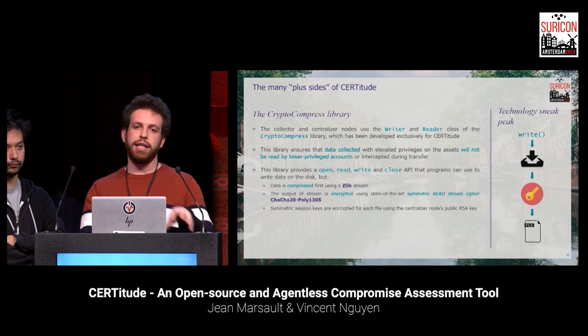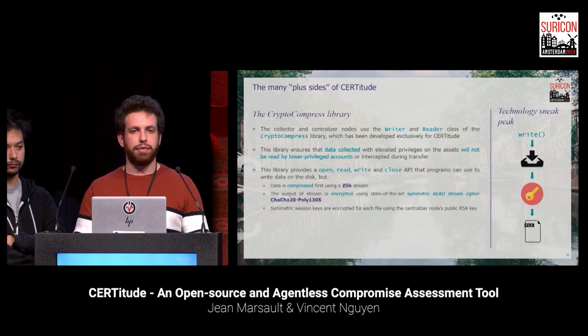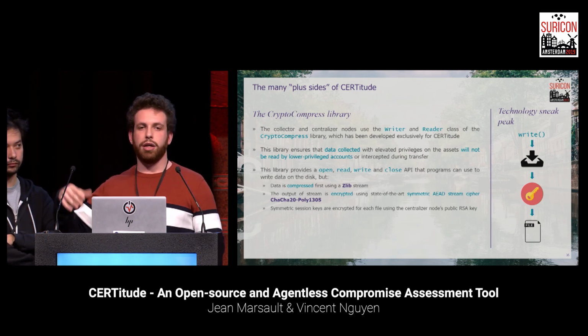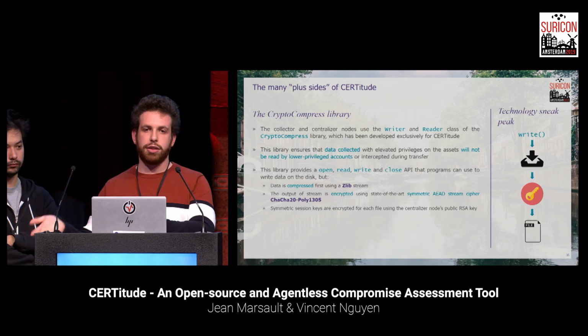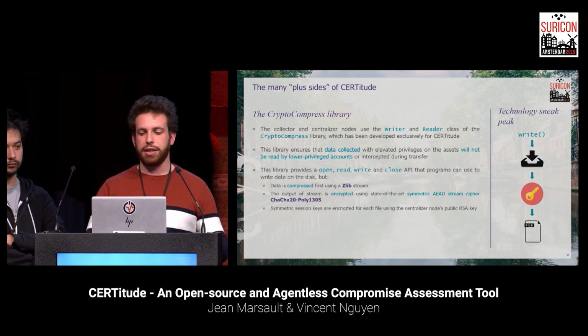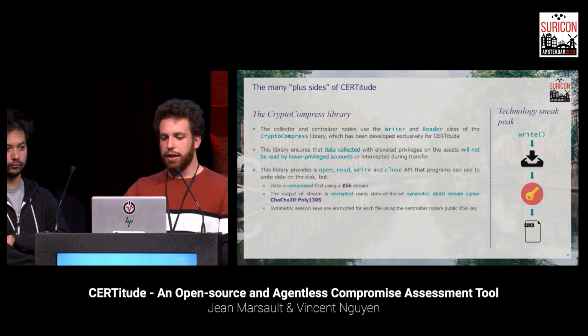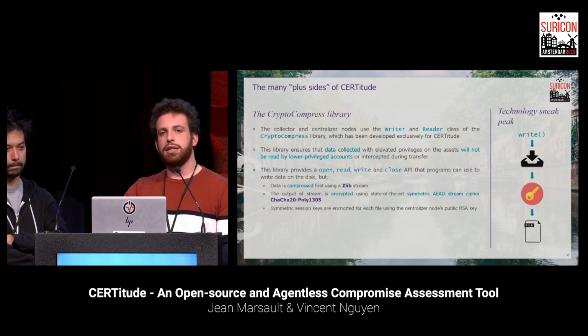And then the file is sent to the API, and the API does it kind of the reverse way. The API will use its private key to decipher the file, read the content, and analyze it with the indicators of compromise. So that's it for the operating of CERTitude.